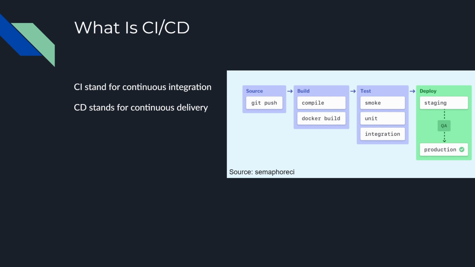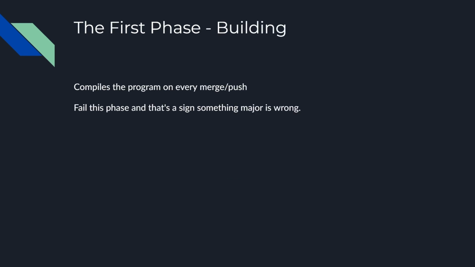Now, to look a little bit more in depth at our stages, the first phase is building. What that means is it compiles our program on every merge or push. If you fail this phase, that's a sign that something is majorly wrong with your project. And the nice thing is it does weed out minor problems with your game or with your product. So for instance, if somebody puts out a PR, or a pull request or merge request, and it doesn't build, then you know that something's majorly wrong with what they have and they need to fix it. This will be the phase that we're going to be doing for this video. But we'll run through the other two phases real quick, and then we'll get started on this.